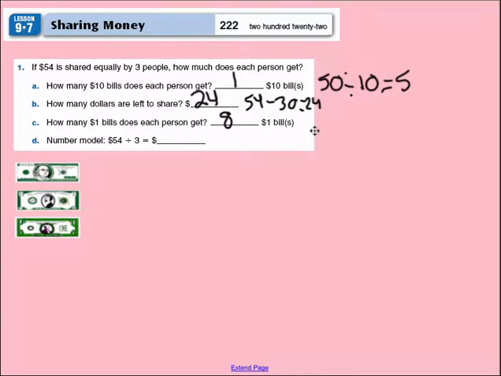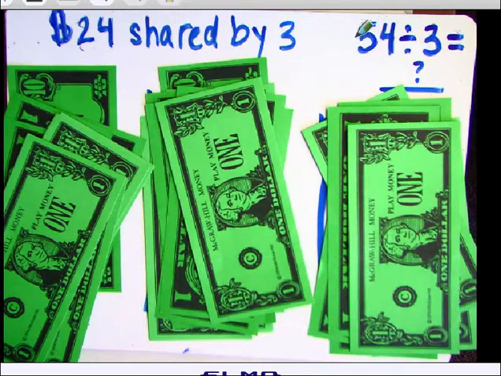And we're done now. We're out of money. And we can actually solve this number model now. Do you remember how we wrote that down in our whiteboard over here? 54 divided by 3 because we had $54 and we're sharing it equally by 3 people.